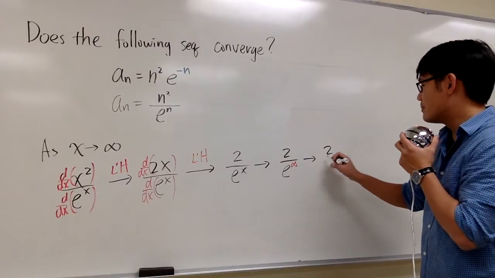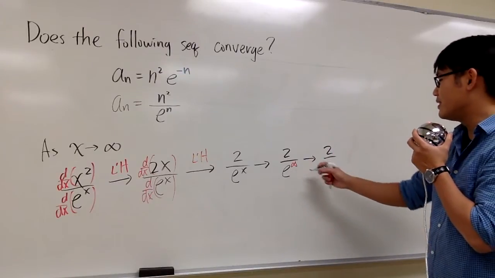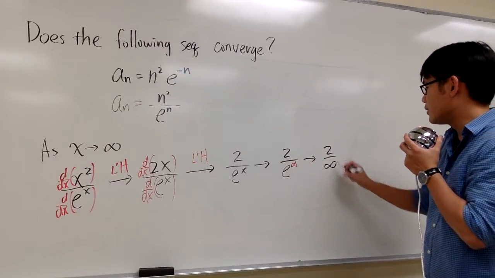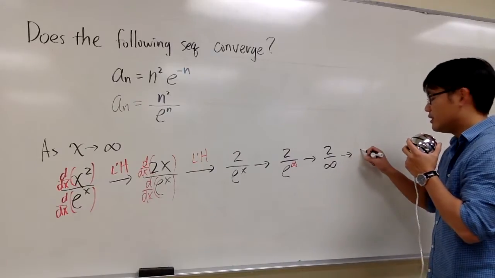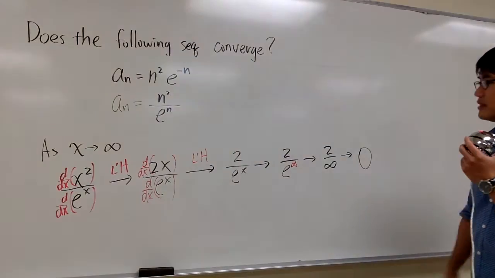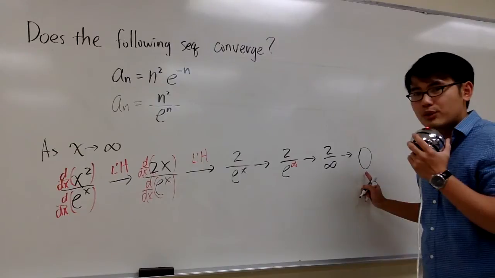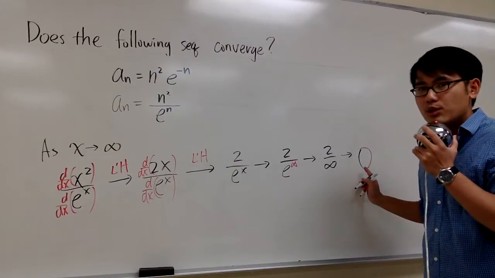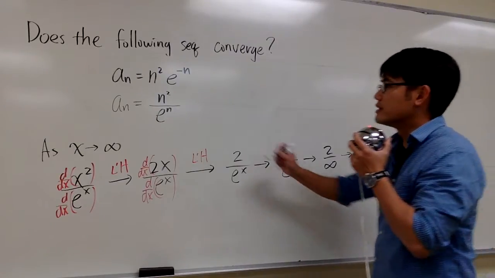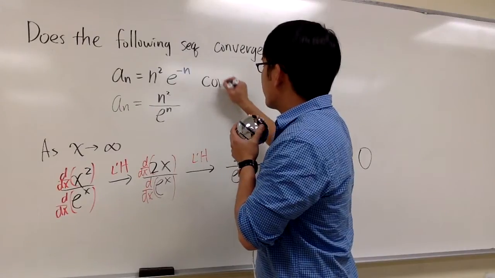2 is always on the top. And then e to the infinity will still be infinity. So that's the infinity right here. And 2 over infinity, we can draw a conclusion. This is 0. So this right here is the limit. And 0 is a finite number. Therefore, we can say this sequence converges.